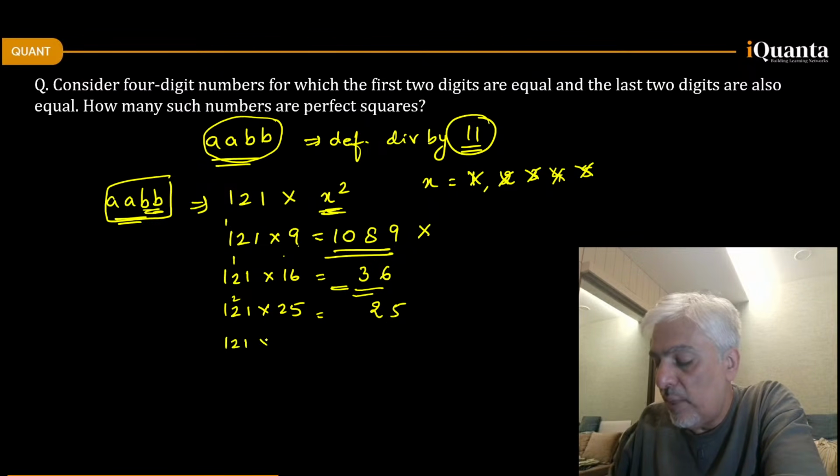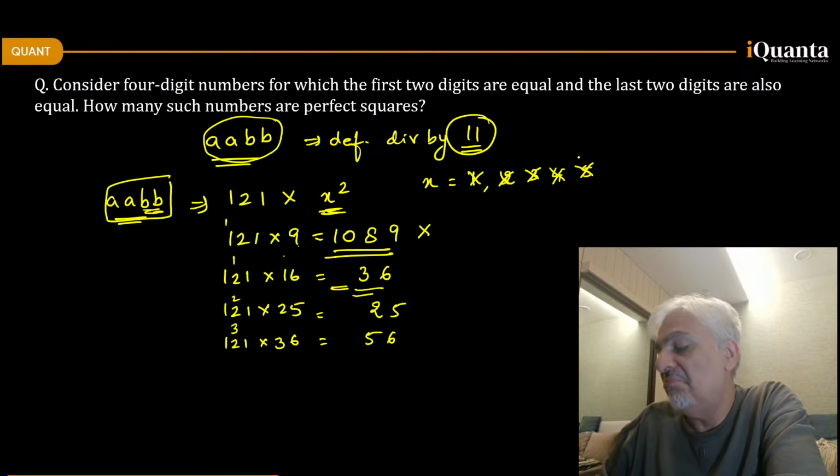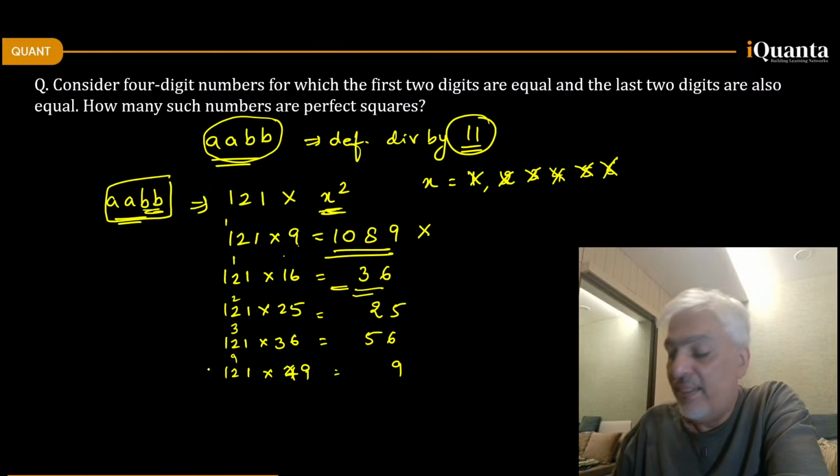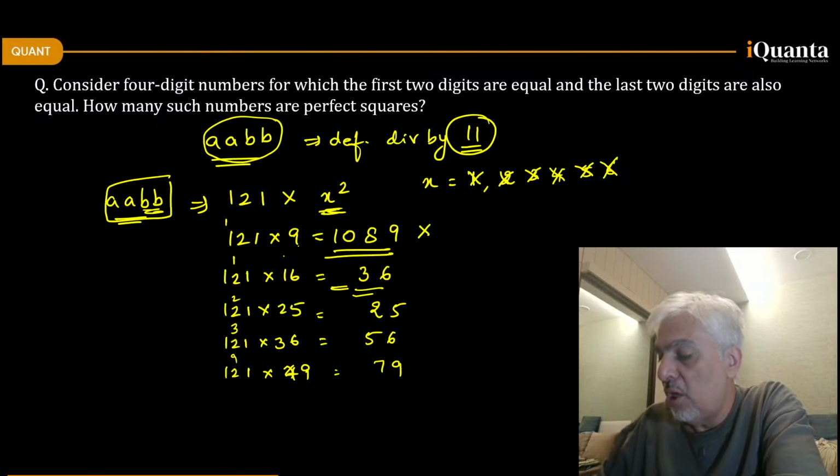x6. 121 into 36. 36 ones are 36. 3 carry. 72 plus 3, 75. 6 is also not working. 7. So 49. 49 ones are 49. 9 carry. 49 twos are 98. 98 plus 9, 107. Not working.